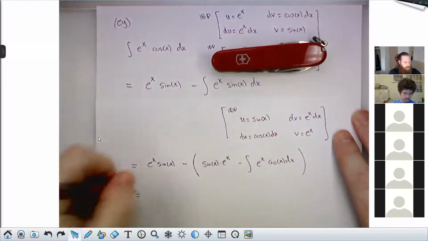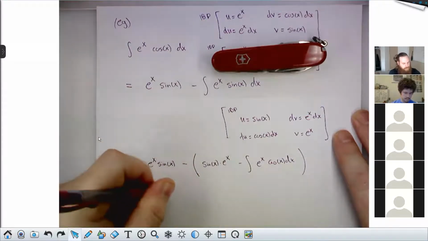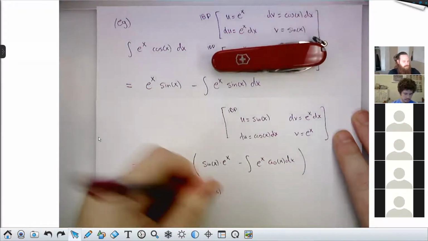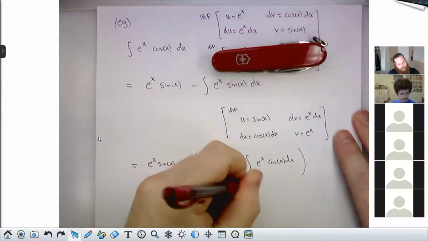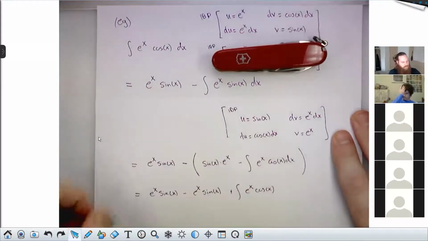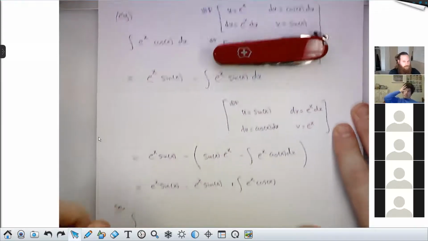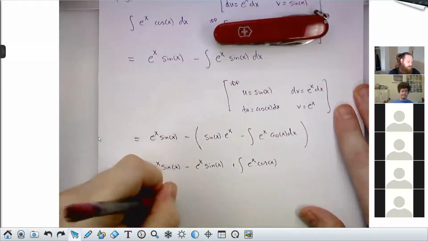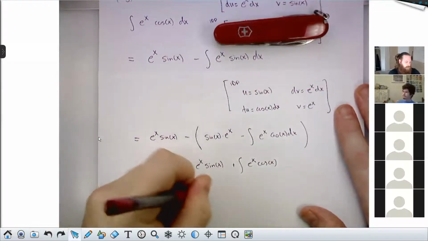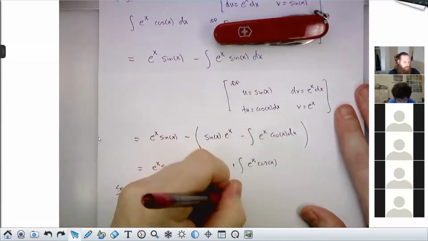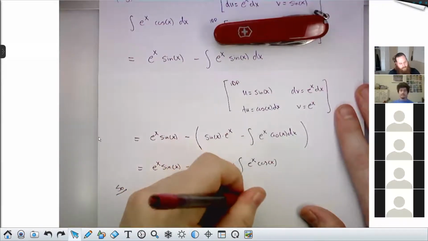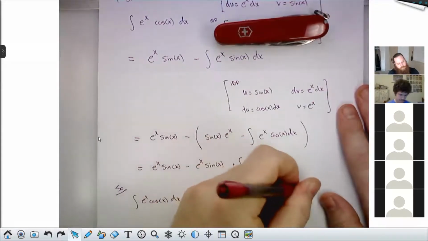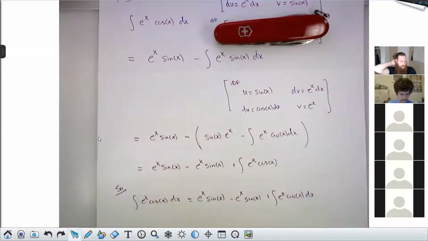Now when I distribute my negative, I'll have e to the x sine x minus e to the x sine x plus integral e to the x cos x. So this would lead me to the statement integral e to the x cos x dx equals e to the x sine x minus e to the x sine x plus e to the x cos x dx. This is a true statement, it's just not useful.